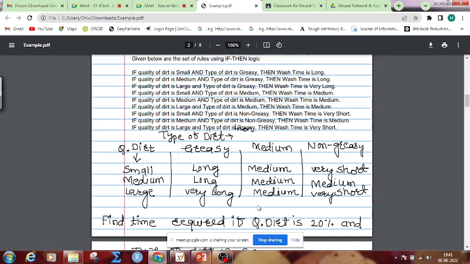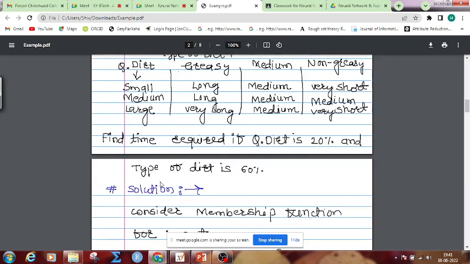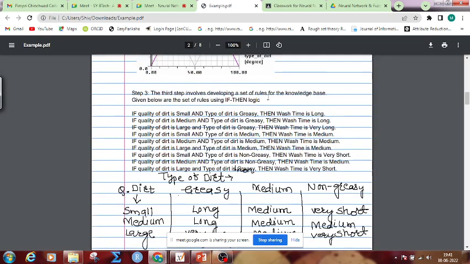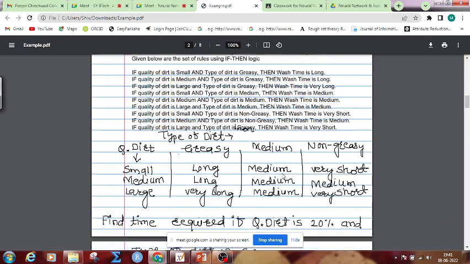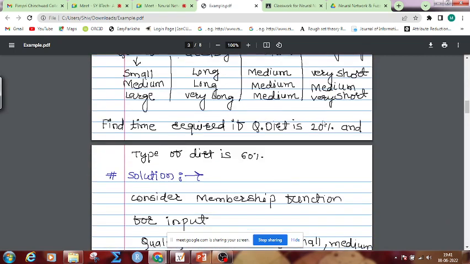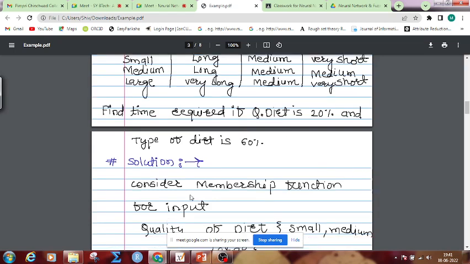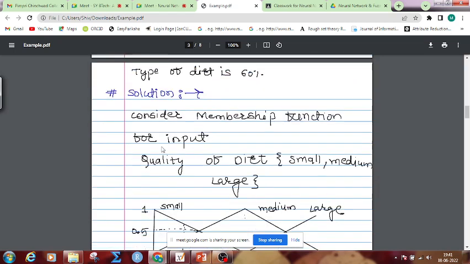What question was given here? Find the time required if quality of dirt is 20% and type of dirt is 60%. As I said, 9 rules are there, but in which particular rules are we interested? For this we first check where this 20% and where this 60% lie. This is the first input and this is the second input. So let us consider the membership function for input.